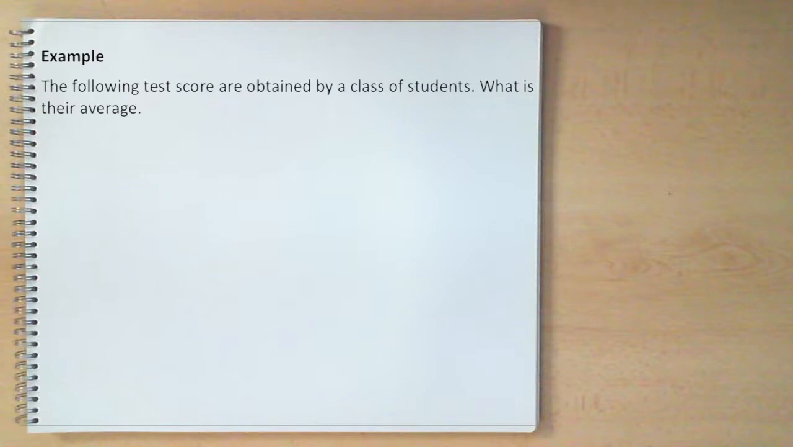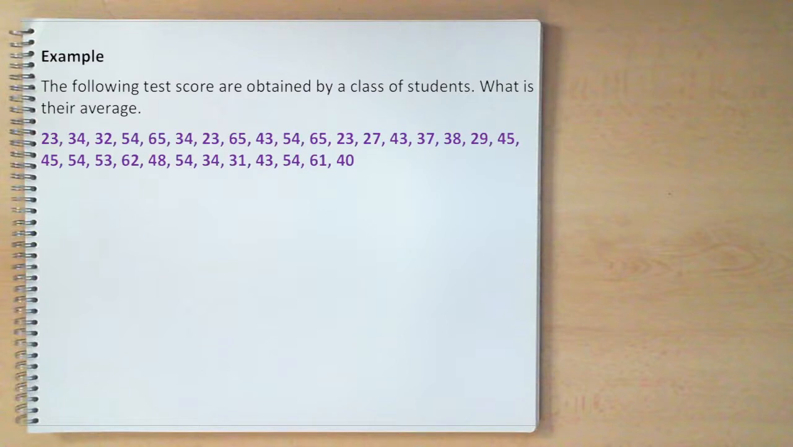Let's look at an example to see how that works in practice. We've got a set of test scores here by a class of students, and we want to find out their average. In this sense, we want to find the mean. So here they are. There's a load of scores, and if we count them, we'll find that there are 30 individual scores, which is quite typical for a class of students.